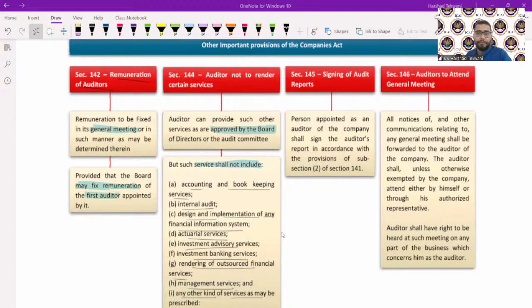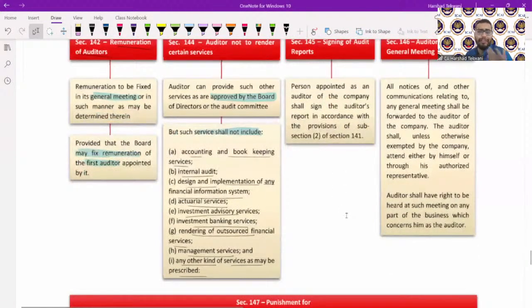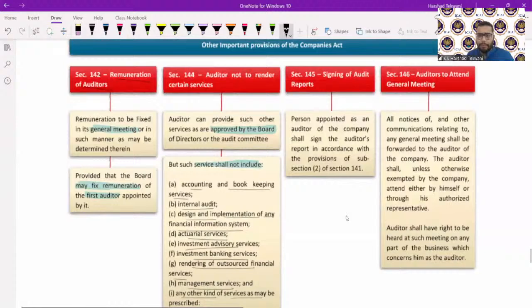Signing of audit report, section 145. Pretty simple. A person appointed as an auditor of the company shall sign the audit report. Simple. If you are the auditor, sign it. If you are not the auditor, you are not authorized to sign. So, the person appointed as an auditor shall sign the audit report.